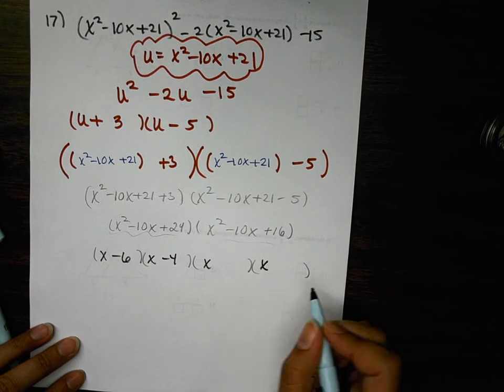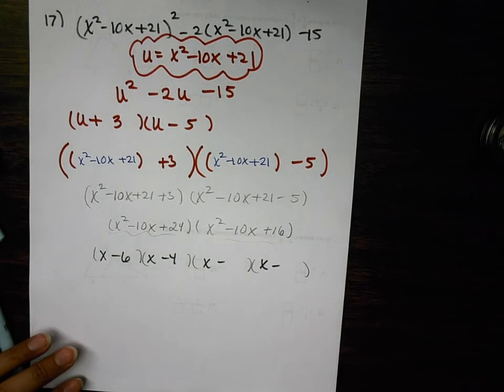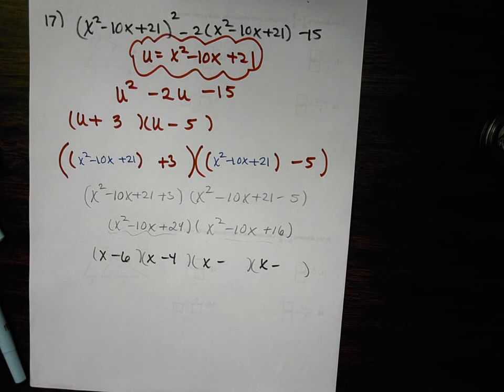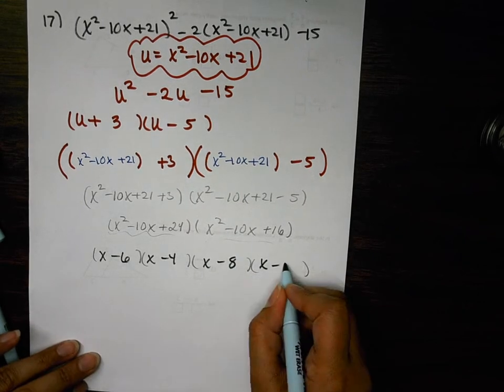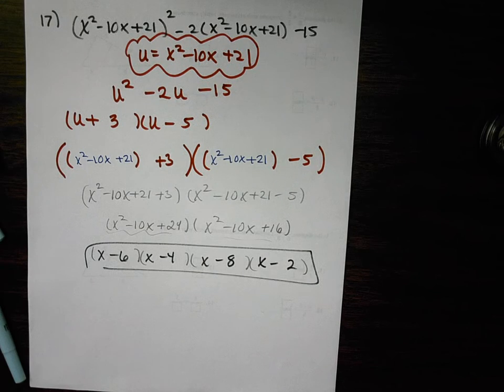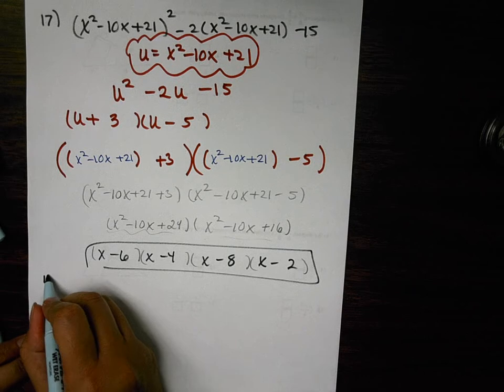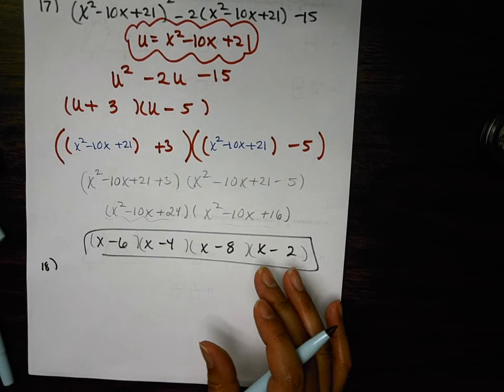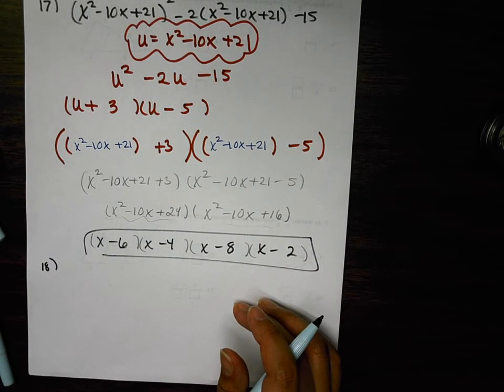Okay. And then the other one is, I don't know the other one yet. Okay. Oh, 8 and 2. X minus 8, x minus 2. All right. Good job. Questions on 17? Okay. 18.